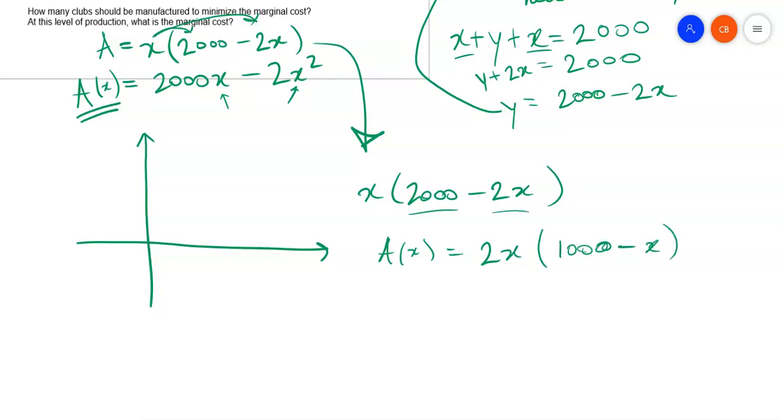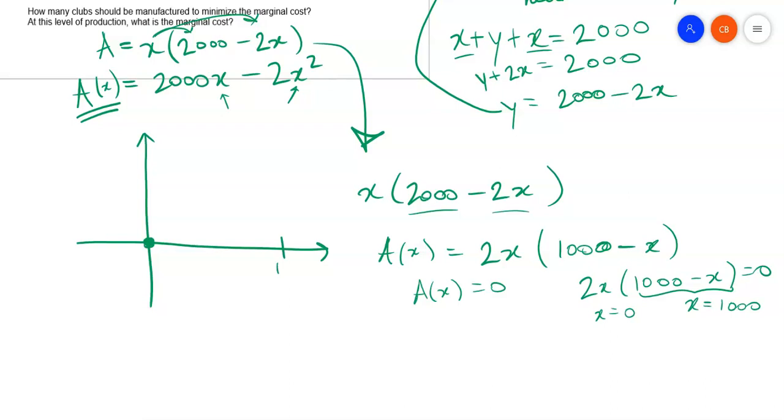And so we can tell from this form that one of the zeros, for example, if we say A of x equals 0, and we find the solutions for this, that 2x times 1000 minus x equals 0, we will get that x equals 0 is a solution, and also based on this term we will get that x equals 1000 is a solution. And so we can plot those zeros. We have one at 0 over here, and then we have one at 1000. And then the vertex should be halfway between the two zeros, so the vertex is halfway between 0 and 1000, of course, which is 500. And so we have that the vertex is at 500.